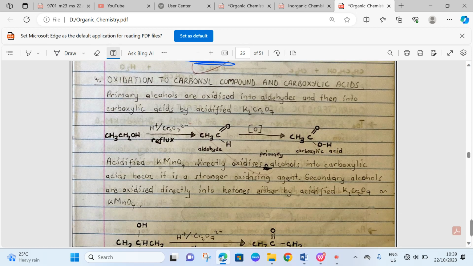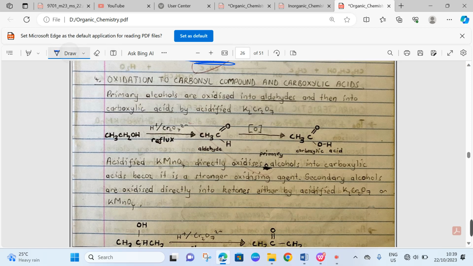Next, oxidation to carbonyl compounds and carboxylic acids. Let's talk about primary alcohols. Primary alcohols are oxidized into aldehydes, and then into carboxylic acids by acidified K2Cr2O7, which is acidified potassium dichromate(VI). So this is the reaction. Ethanol here reacting under reflux conditions with potassium dichromate(VI) producing an aldehyde. Further oxidation oxidizes the aldehyde into a carboxylic acid.